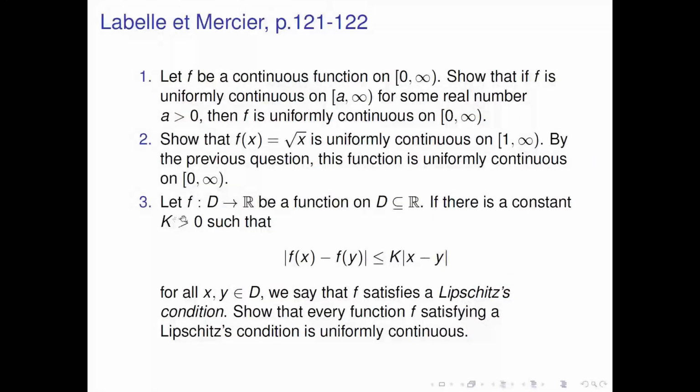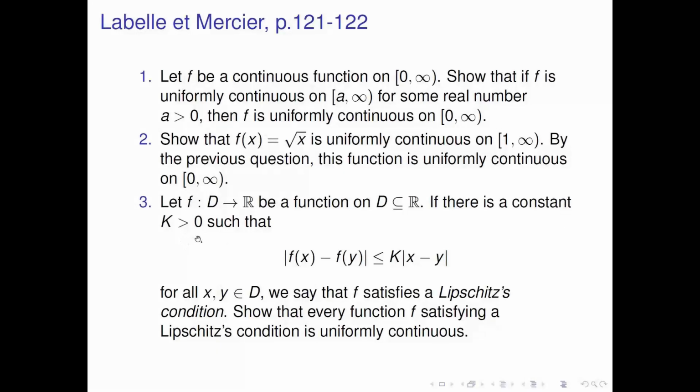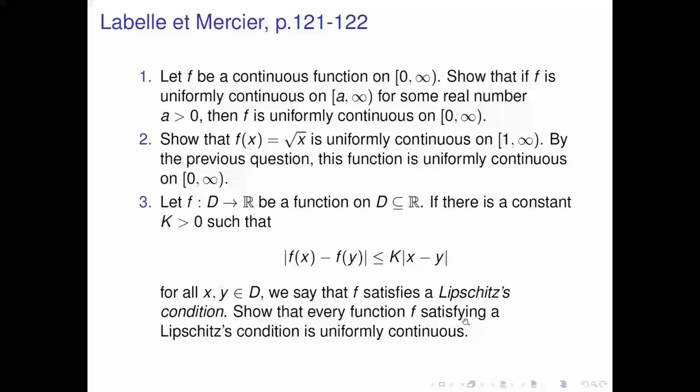Question 3. Let f be a function on the domain D. If there is a constant k greater than 0, such that the absolute value of f(x) minus f(y) is less than or equal to k times the absolute value of x minus y for all x, y in the domain D, we say that f satisfies a Lipschitz condition. Show that every function f satisfying a Lipschitz condition is uniformly continuous.